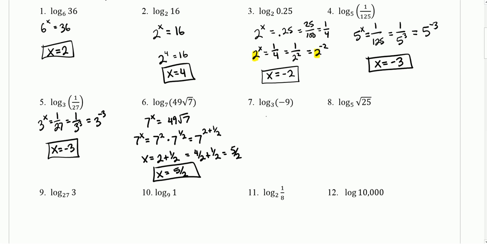Number 7, log base 3 of -9 is asking the question, 3 to what power is -9. This is impossible because 3 to any power will always be positive, not negative, and so there's no solution.